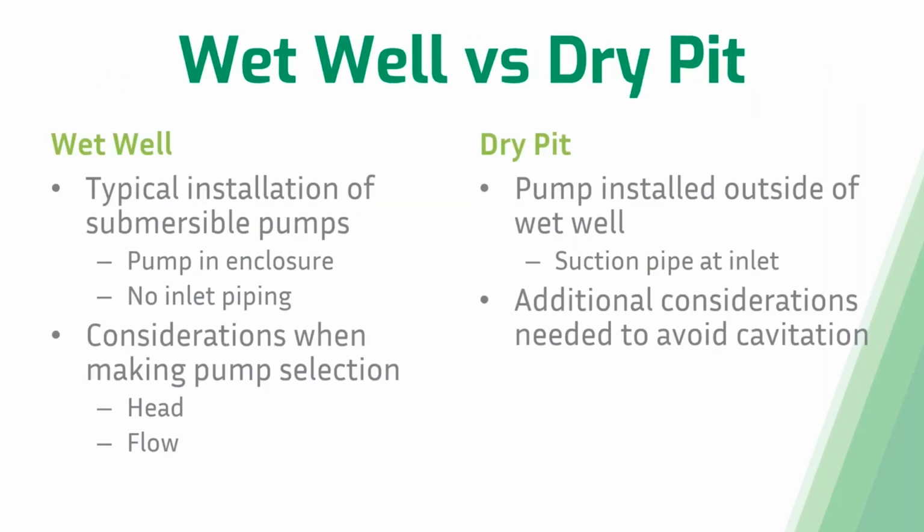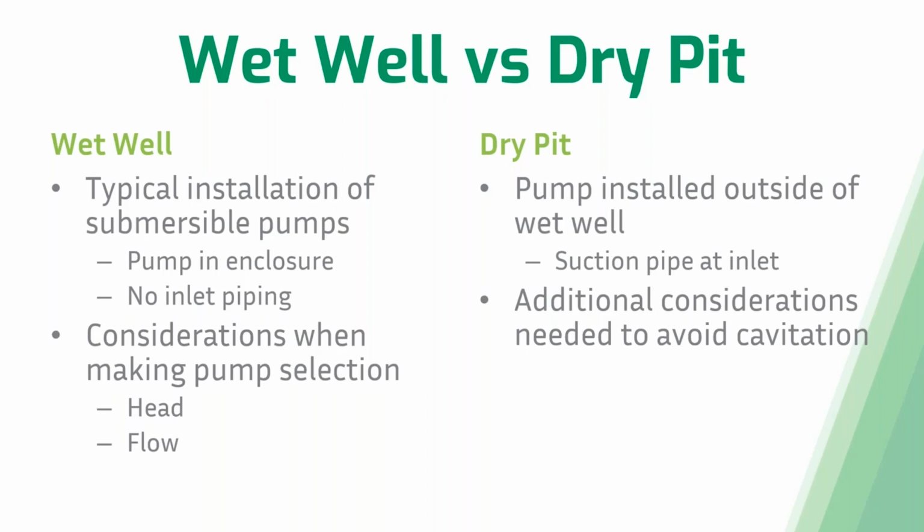So now let's talk about wet well and dry pit applications. So wet well applications is going to be your typical installation of submersible pumps. They're going to be in some kind of pump enclosure, like a basin, and there's not going to be any inlet piping that's going to be attached to that pump. Now, the main considerations that you need to make with wet well applications is going to be your head and flow, as well as if there's any sort of high temps or abrasive material that might be found in that application.